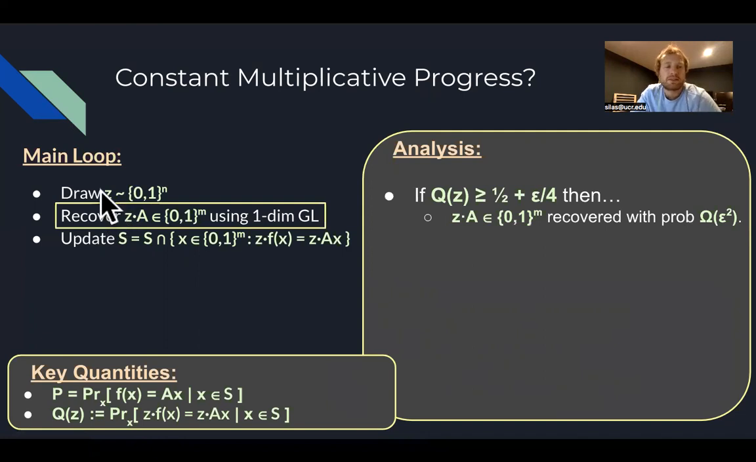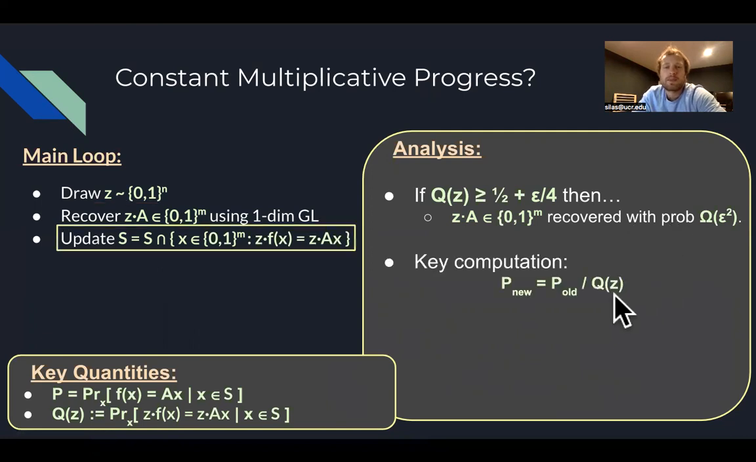Okay, so the main loop does 3 things. It draws a random Z, then it uses Goldreich-Levin to recover Z times A, and then it updates S. So we have basically 2 steps to analyze, the second and third. The first one is, we're picking Z randomly. So the correctness of the original Goldreich-Levin says that if Q(Z) is bigger than 1/2 plus delta, where delta is epsilon over 4, then Z times A is going to be recovered with probability roughly epsilon squared.